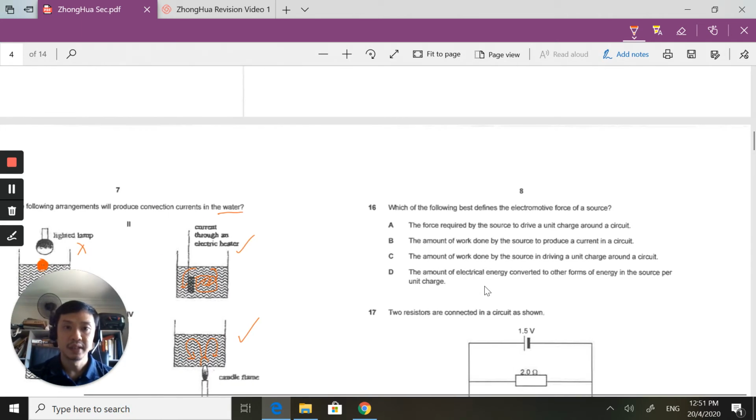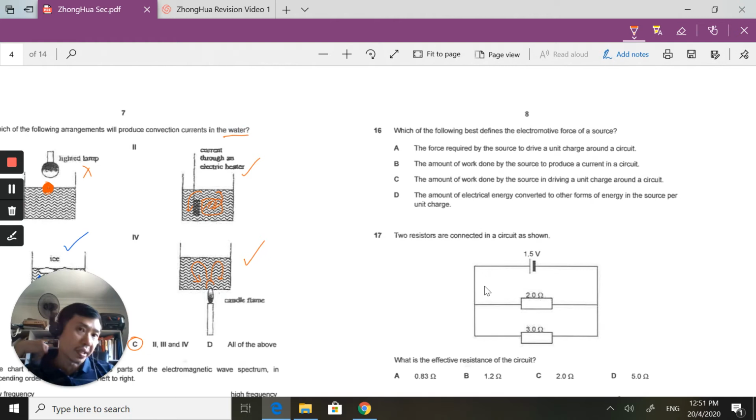Next, 16. Which of the following best defines the EMF? Okay, EMF is talking about work done. So I'm looking at this too. By the source to produce a current. No, so this one is C. So you have to remember the definition of the EMF.